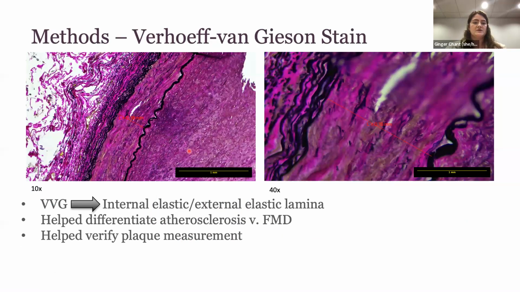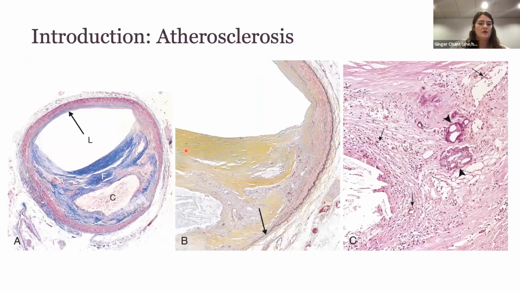We also use this stain, the VVG or elastin stain, to help verify our plaque measurement. So we took both the H&E and the VVG, measured the plaque on both, and then we compared the measurements. So it was helpful to have the internal elastic lamina to know more precisely where we should be measuring from.